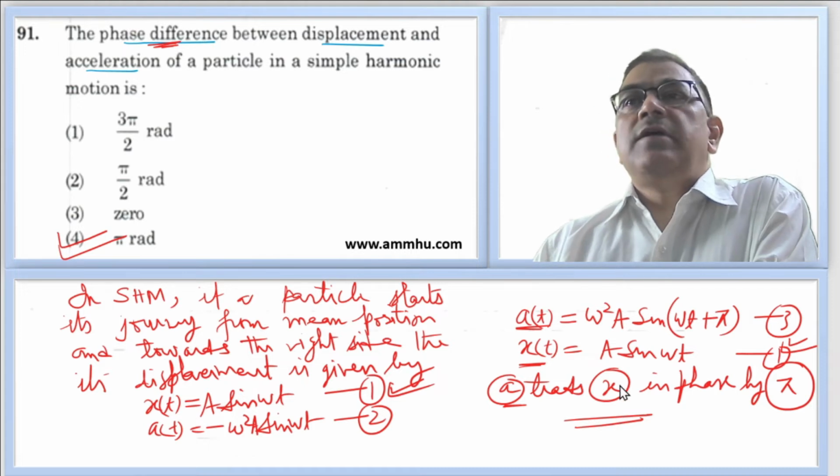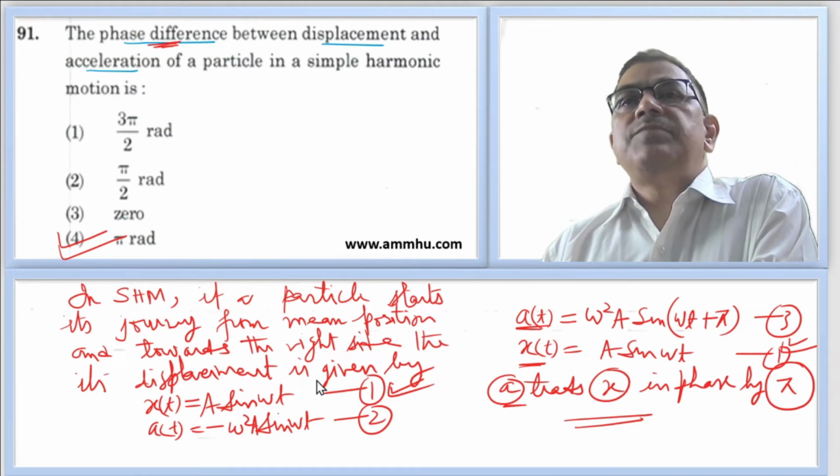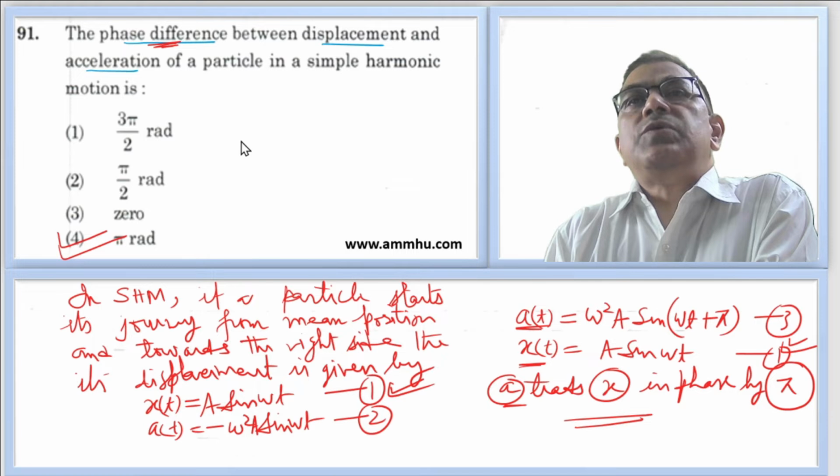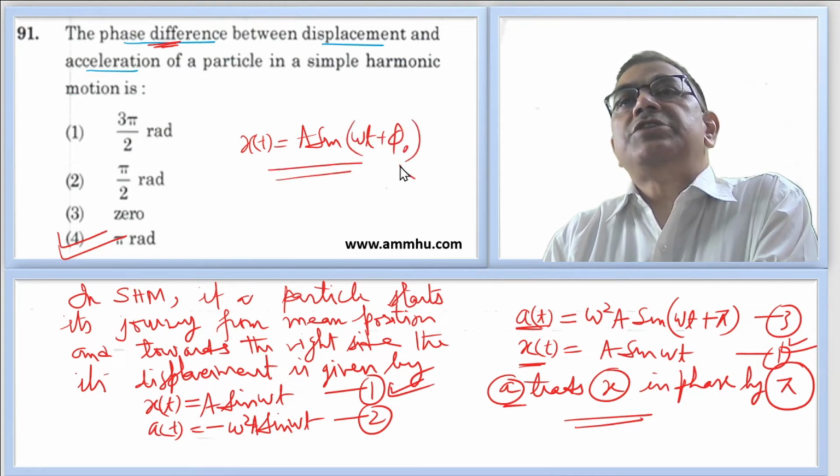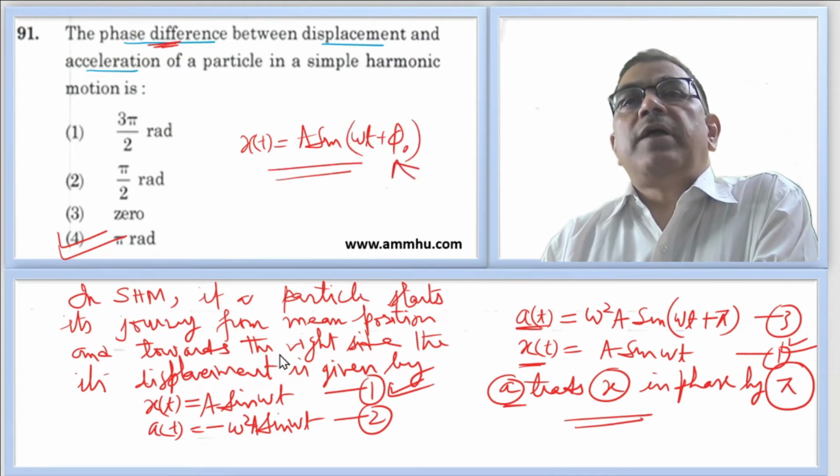Now let's see. I'm leaving something for you as well. You should know under what condition you write x at t is equal to a sine omega t plus phi naught. Phi naught happens to be the initial phase, and initial phase will be 0 if the particle starts its journey from the mean position and towards the right side.